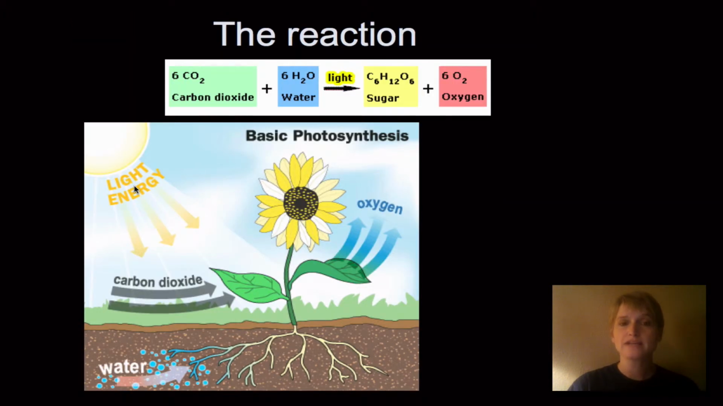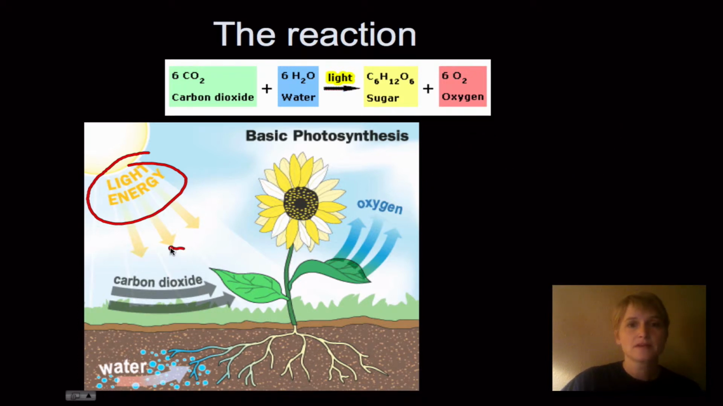All right, so the reaction of photosynthesis. There are three things that are absolutely essential to this reaction. There's light energy, so we have to have sunlight. We have to have the carbon dioxide, and we have to have the water in order for this reaction to occur. Okay, so these are the reactants.